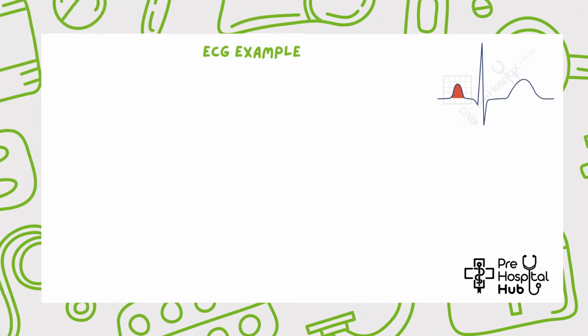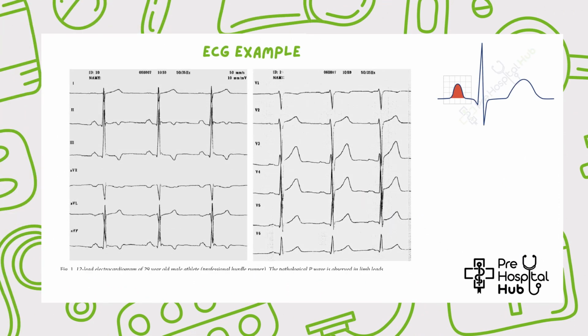So looking at an ECG example now. This is a 12 lead from a 29-year-old male athlete, and upon looking we can see some P wave morphologies. If we look at the limb leads first, leads 2, 3 and aVF, you can see we've got some P mitral in these leads, which could indicate left atrial enlargement.